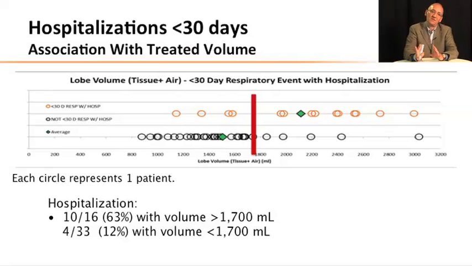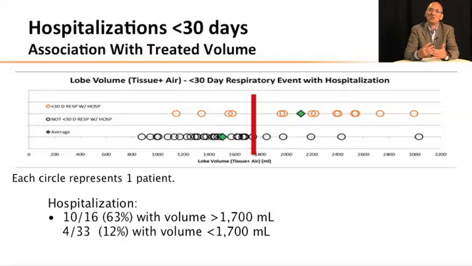And what the company came up with is that when you have a volume above 1.7 liters, then the probability that you will go through a high complication rate afterwards is dramatically increased compared to a group which has less than 1.7 liters in that area.